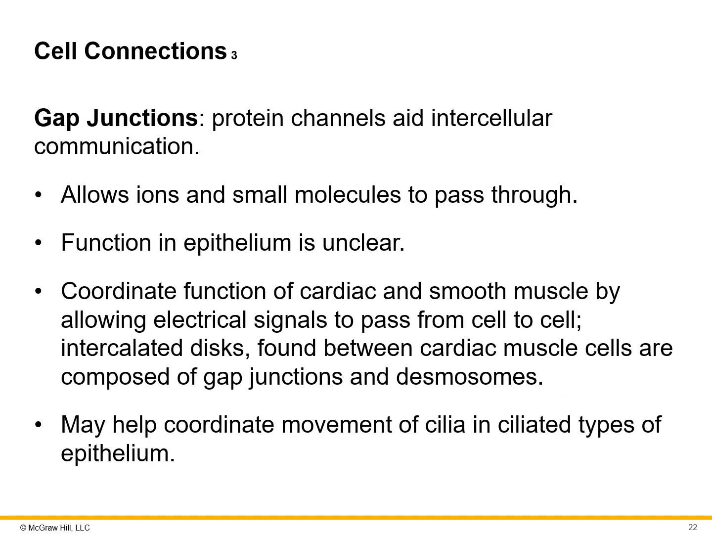Then the gap junctions, again, these aid in that intracellular communication. So the tight junctions are not allowing permeability, but gaps do. So it lets ions and small molecules move from one cell to the other. Its exact function isn't quite clear, specifically in the epithelium other than intracellular communication, but it does help coordinate function of cardiac and smooth muscle by allowing electrical signals to pass to allow for some contraction. And it may help coordinate movement of the cilia in some of those epithelial tissues.